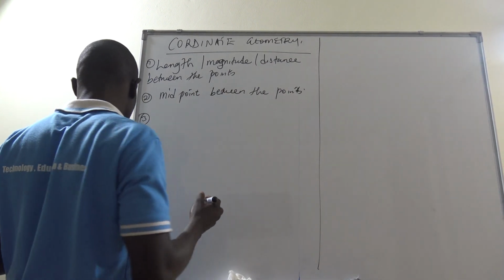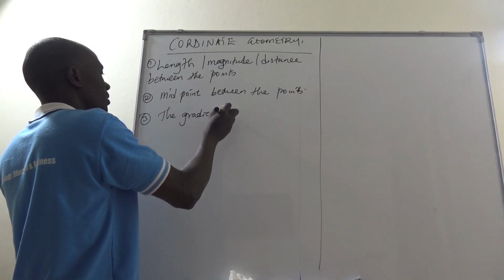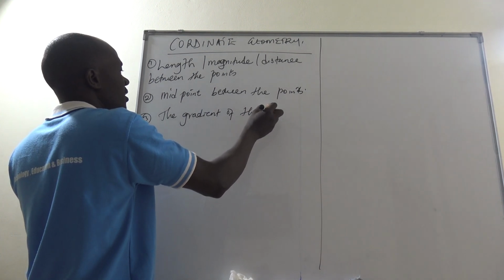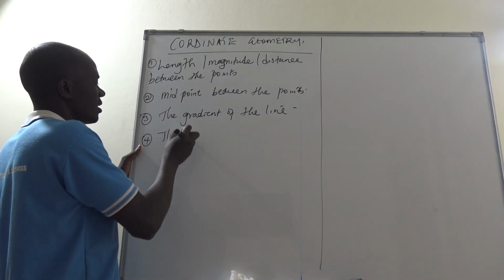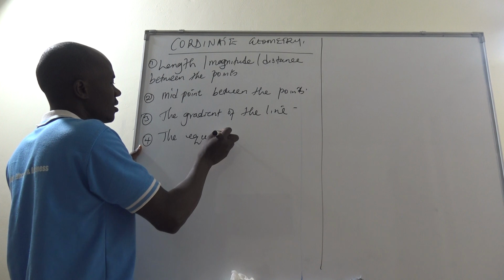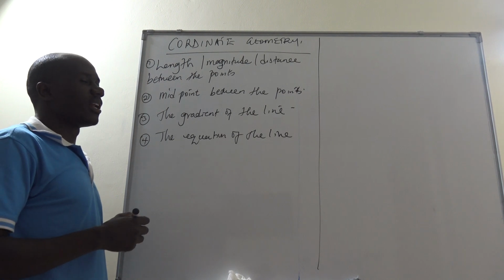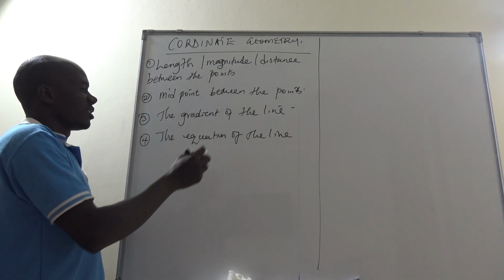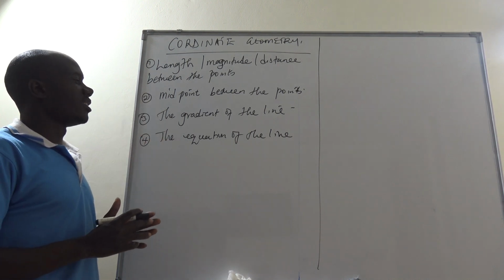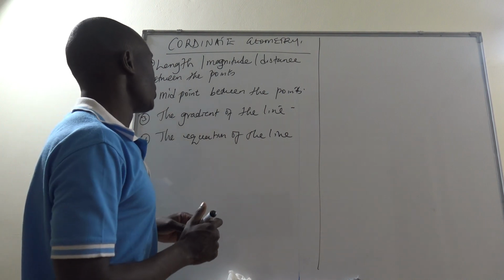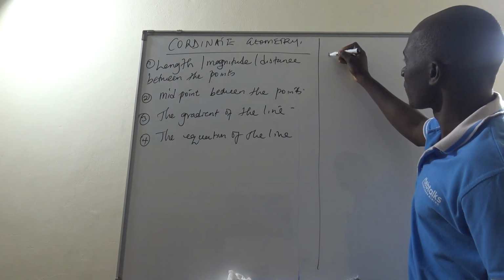Number three, we'll also look at the gradient, the gradient of the line. Number four, we shall look at the equation of the line, either on perpendicular lines or parallel lines. So we're going to look at these areas, and want you to pay attention as you start with them. We are going to start with the lengths.